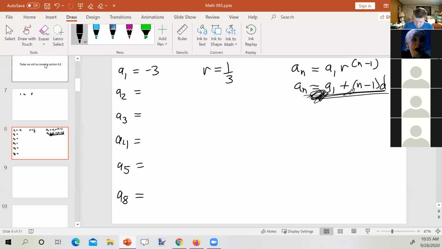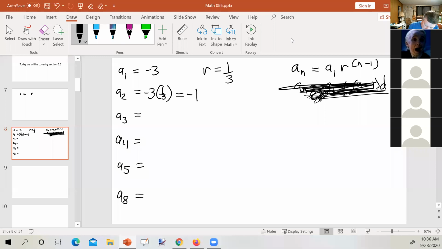Now let's do this. Let's cross it out. I know that the first term is negative 3, and I know the common ratio. So the second term would be the first term times the common ratio. What is negative 3 times 1/3? Negative 1, right? Negative 1, okay.